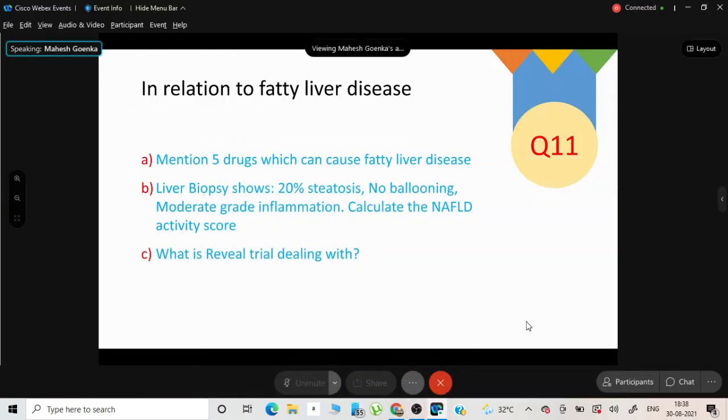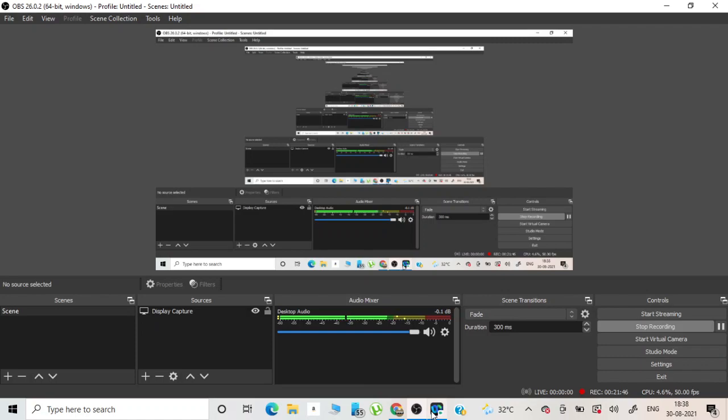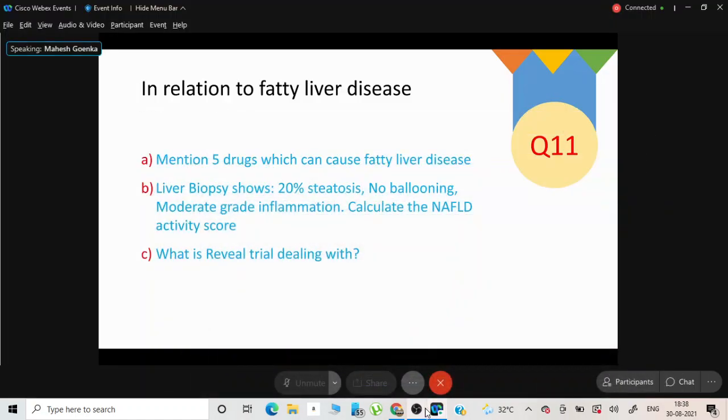In relation to fatty liver disease, mention 5 drugs which can cause fatty liver disease. A liver biopsy shows 20% steatosis, no ballooning, and moderate grade inflammation. Calculate the NAFLD activity score for this biopsy. What is REVEAL trial dealing with? So REVEAL trial, of course, is not related to fatty liver disease. So the first two questions are related to fatty liver disease. Third question is from liver, but not with fatty liver disease.